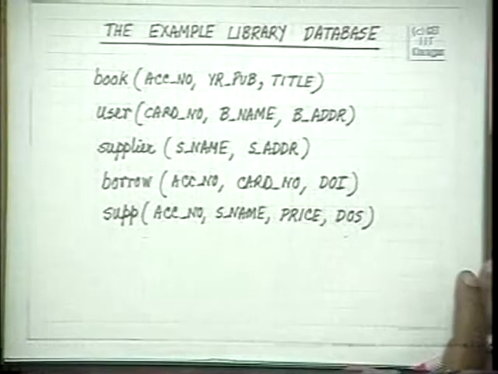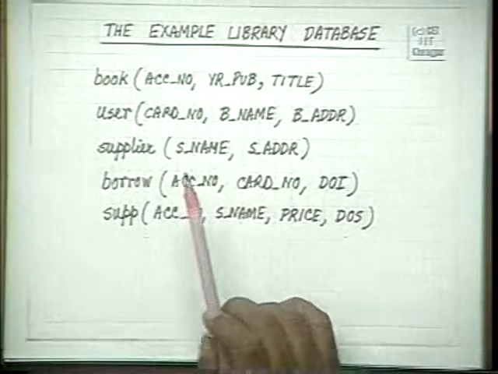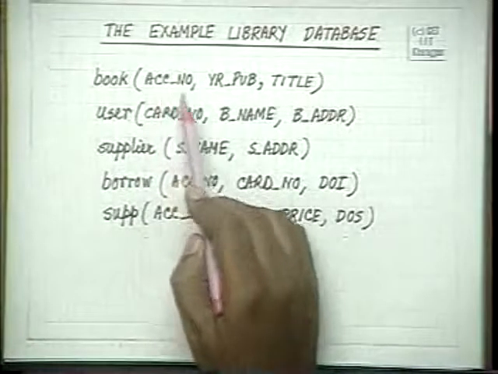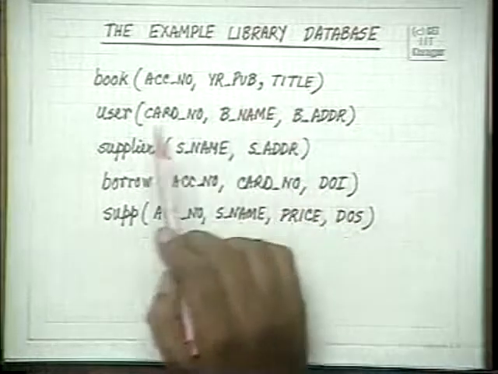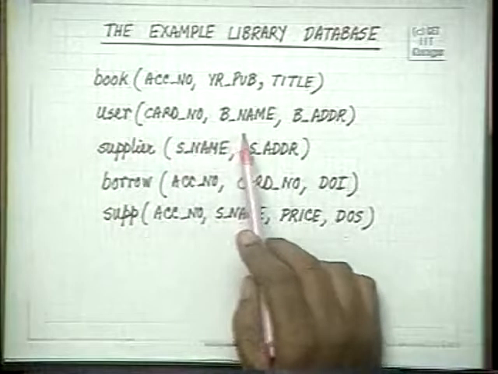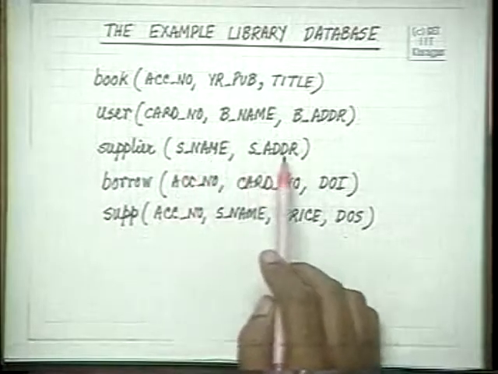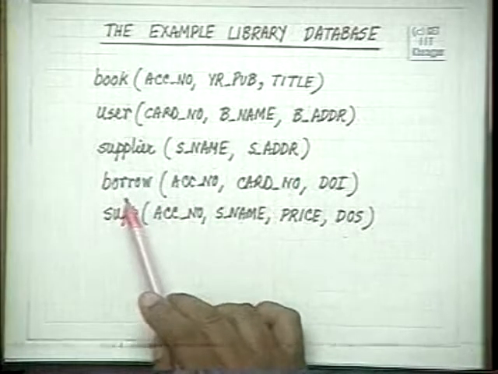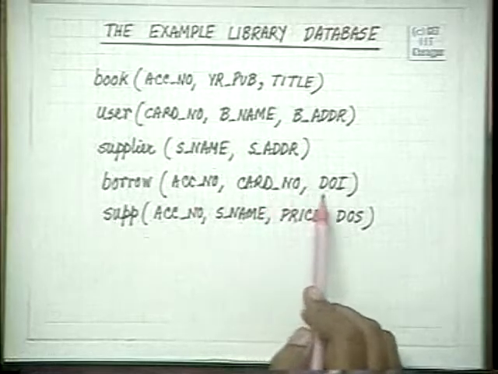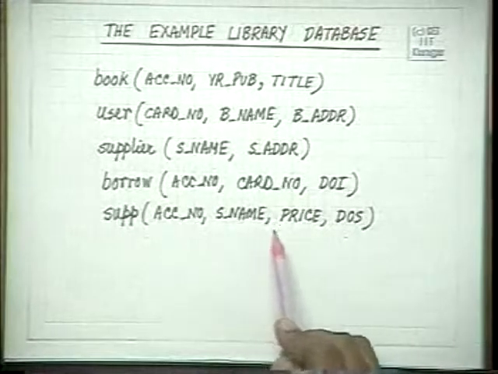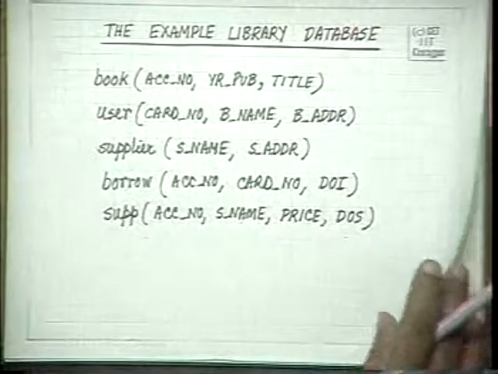Before proceeding into that, as always, we will look back to the example database which we are seeing. The library database having the book with accession number, year of publication, title, user with card number, borrower's name, borrower's address, and supplier with supplier name and supplier's address. The borrower relation has accession number, card number, date of issue, and the supply relation has accession number, supplier's name, price, and date of supply.